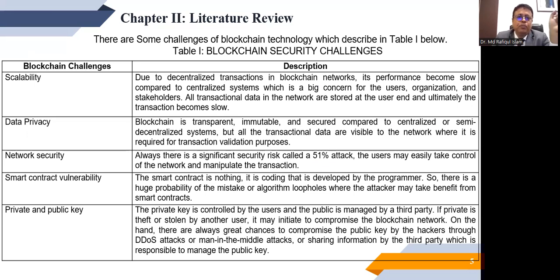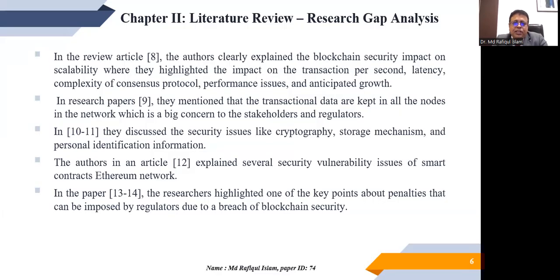One of the most important aspects is network security, where in the existing blockchains, if more than 50% of users agree, they can make the transaction, whether it is a legal or illegal transaction. That is also one of the important aspects. In this aspect, we have done an extensive blockchain gap analysis. These are in the review articles, where 8 is our reference number, showing how recent researchers are thinking about security.